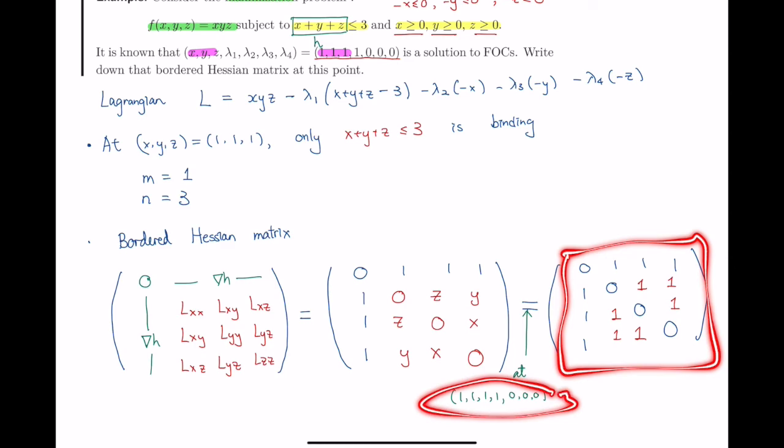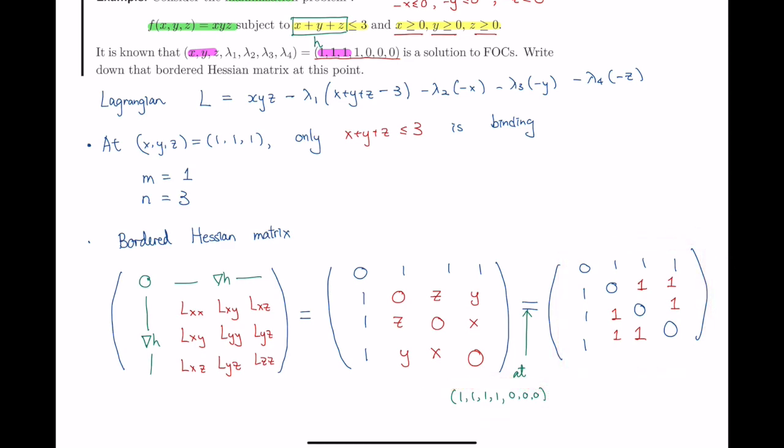The key thing is you need to identify how many constraints are binding, and that will give me the number m. And n is still the number of variables of your objective function. Then the bordered Hessian matrix would be an m plus n by m plus n matrix, so in this case a 4 by 4 matrix. So writing down the correct bordered Hessian matrix is very important. And on the next page, I will tell you how to use it to write down the second order condition.